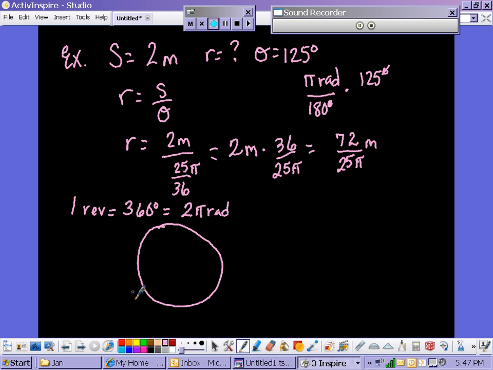If I go all the way around this circle, that's 360 degrees, or we could say that's one revolution, or we could say it's 2 pi radians. So those all mean the same thing.